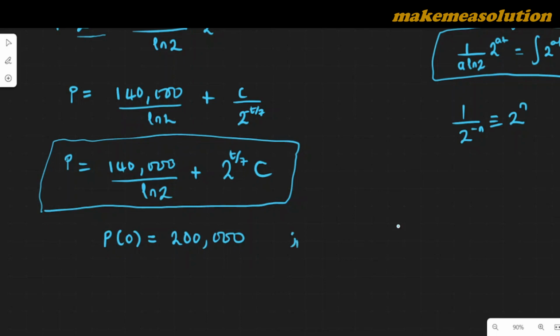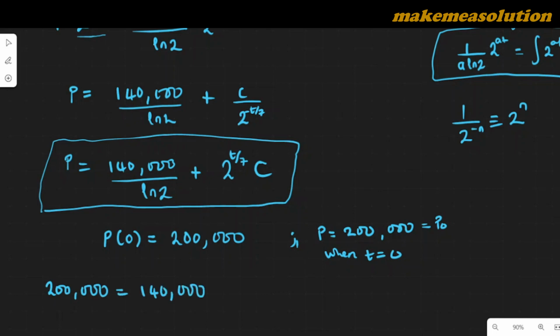It actually means that p is 200,000, and this is p naught when t is equal to 0. So anywhere you see p, you put 200,000, and anywhere you see t, you put 0. So we have 140,000 over ln 2, plus 2 to the 0 over 7 times c. So 2 to the 0 over 7 reduces to what? 1, because 0 over 7 is 0 and 2 raised to the power of 0 is 1.